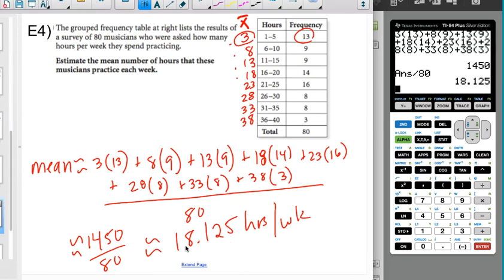Now, a thing to notice here is the approximate symbol isn't because I averaged or because I rounded or truncated this. The approximate symbol is because I'm estimating the mean. Because I don't know how many of these people only practice 1 hour a week. They said 1 to 5. They might all practice 1. They might all practice 5. I don't know. I'm using the mean for that group to kind of make an estimate, okay?